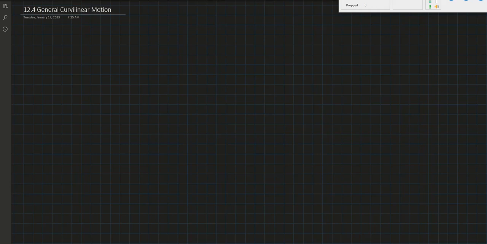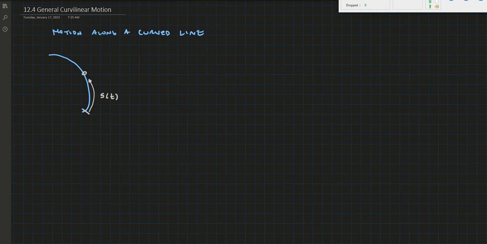Well, in this video, we are going to talk about general curvilinear motion, and that has to do with motion along a curved line. Here we see in blue the curved path and particles traveling along this path with a position of the particle as a function of time.